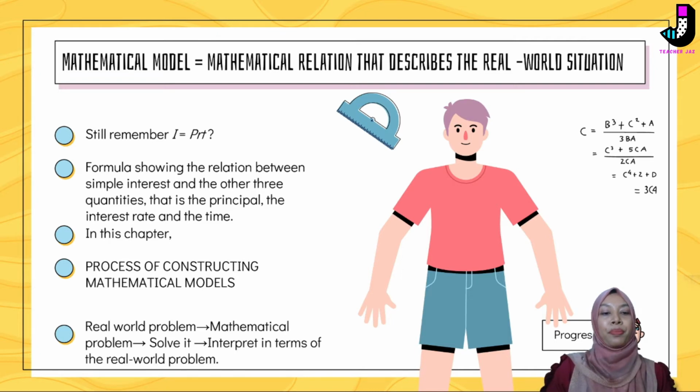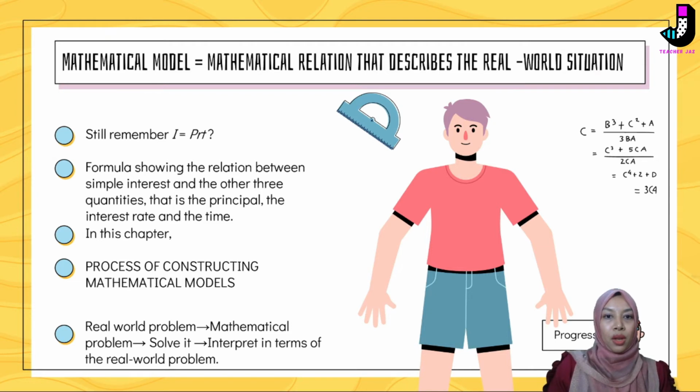So here it means that the real world problem will be translated into a mathematical problem. The researchers will try to solve it using the mathematical models found from the data that has been collected. They will find a formula, a mathematical model for it. And when they have solved it, they will interpret it back in terms of the real world problem.